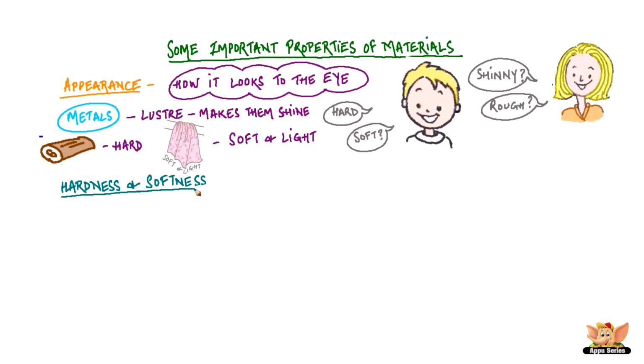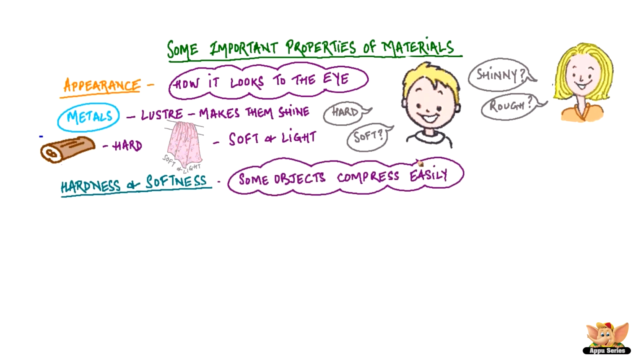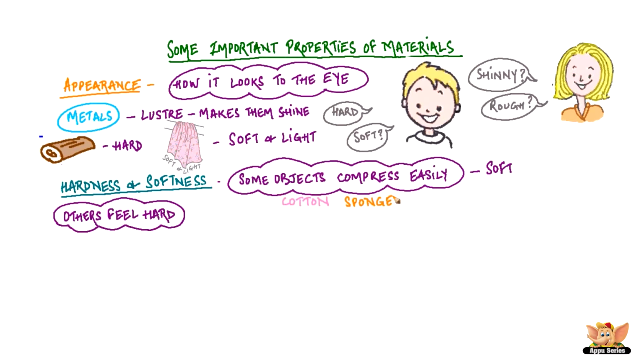Hardness, softness. When you press different objects in your hand, you will see that some objects compress easily while others feel hard. Materials that are easily compressed are called soft. For example, cotton, sponge. Materials that you cannot compress are called hard. For example, wood, metal, etc.